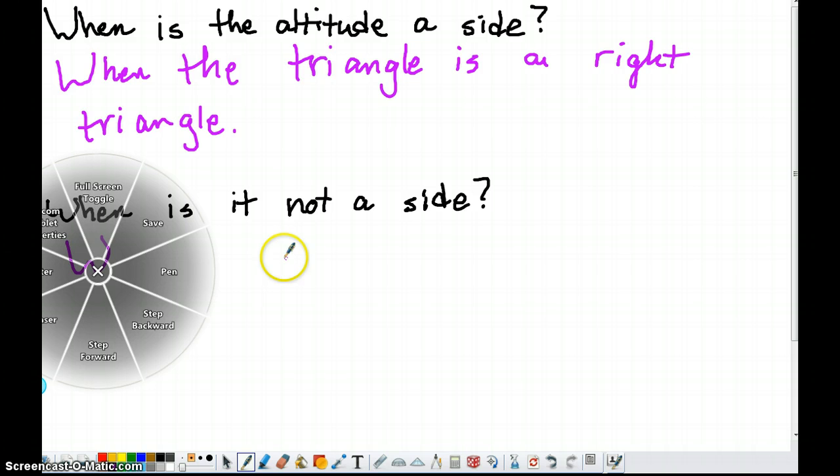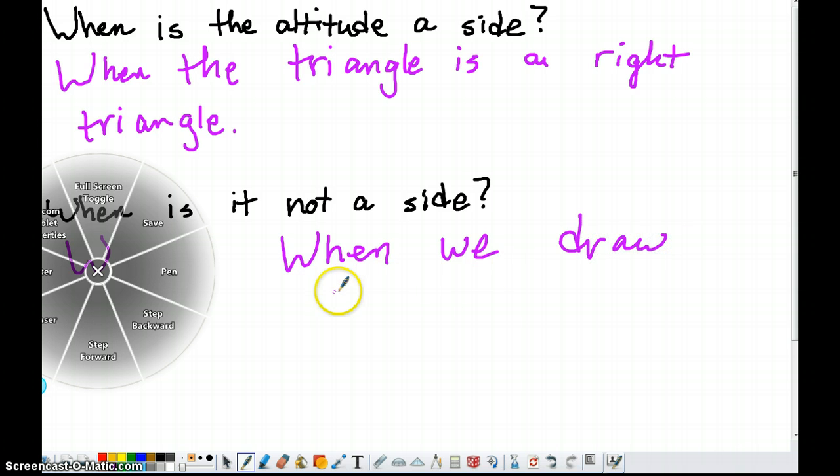So I'll write it over here in case this is not gonna go away. It's not a side when we draw it ourselves. Yes, it's there. We just haven't drawn it yet.